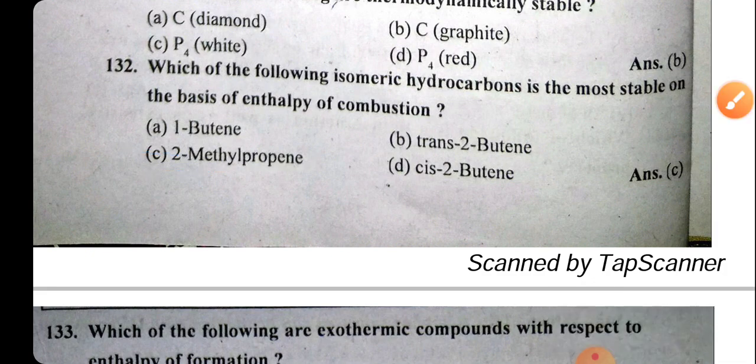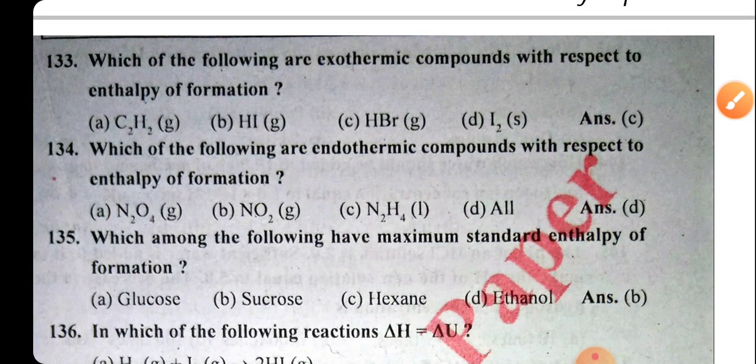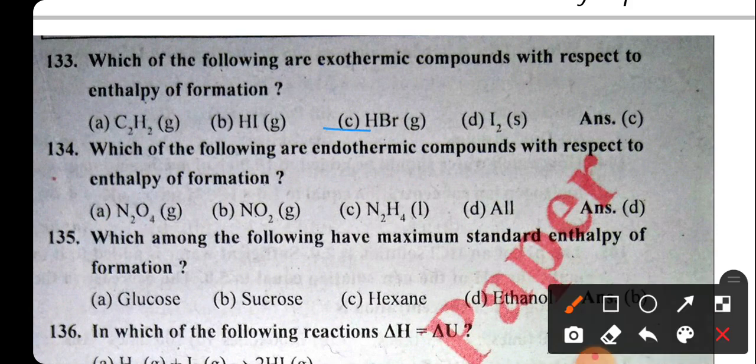Now the next question is, which of the following is an exothermic compound with respect to enthalpy of formation? Option number C will be the right answer, that is hydrogen bromide in the gaseous state. Now the next question asks which of the following are endothermic compounds with respect to enthalpy of formation?